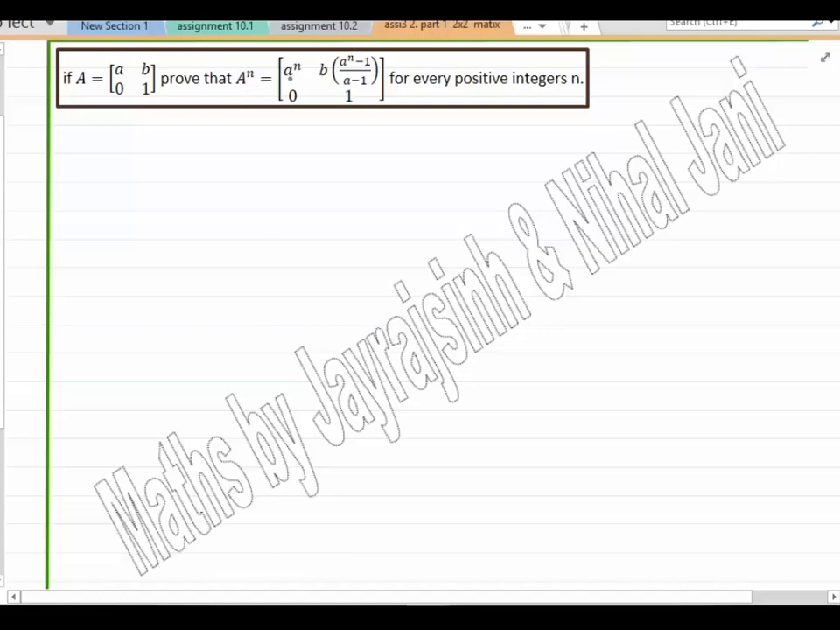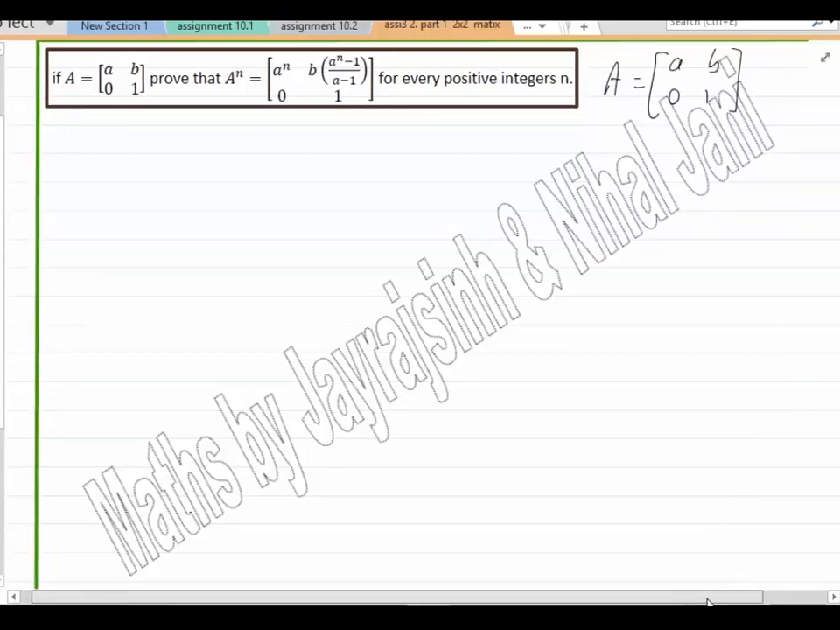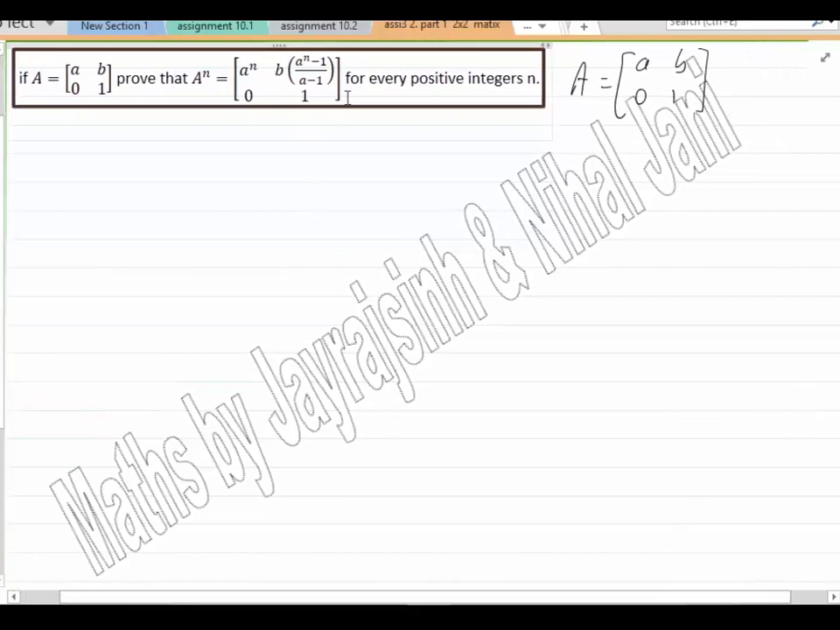Our next question is, if A is equal to the matrix a, b, 0, 1, then we have to prove that A raised to n is the matrix a raised to n, b times a raised to n minus 1 upon a minus 1, 0, 1 for every positive integer n. Actually here it is given that A is the matrix a, b, 0, 1, right? And we are going to prove A raised to n is equal to this matrix using PMI.